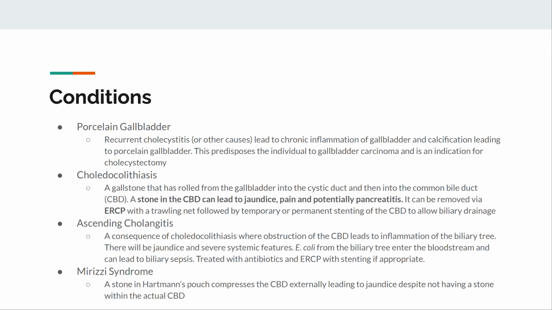Choledocholithiasis is when the gallstone has rolled from the gallbladder into the cystic duct and then into the common bile duct. And a stone in the common bile duct can cause jaundice, pain, and even pancreatitis. It can be removed with endoscopic retrograde cholangiopancreatography, and you can use a trawling net, which you blow up, sort of an umbrella thing that will scrape all the sludge out of the common bile duct. And you can even pop a little stent in to make sure that bile drains while everything gets sorted out. It can be temporary, or if someone has cancer, you could pop in a permanent metal stent that will drain bile.